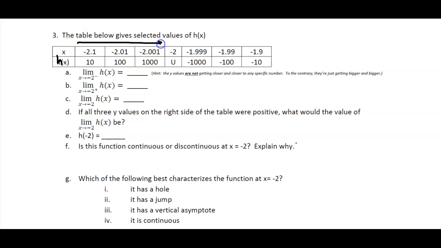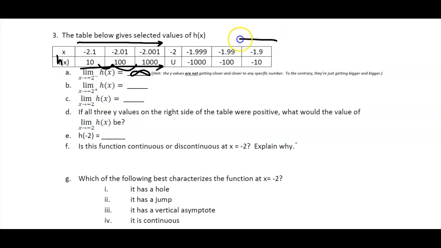So once again, we're coming at it from here. We want to know what's y value. Well, it's not getting closer to anything because as you guys can see, the distance between each number set is not getting smaller and smaller and smaller. It's getting bigger and bigger and bigger. And when that happens, you're going off into infinity.